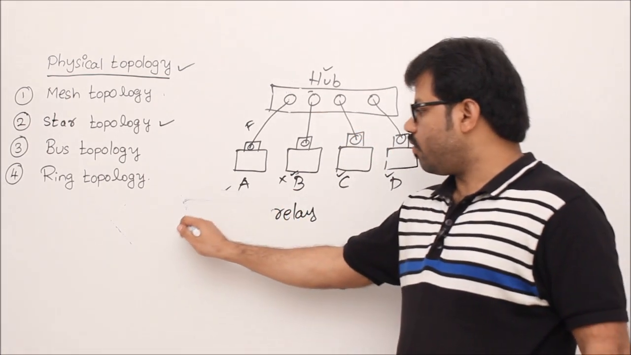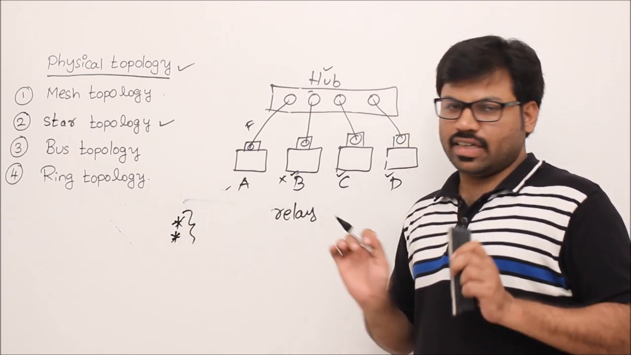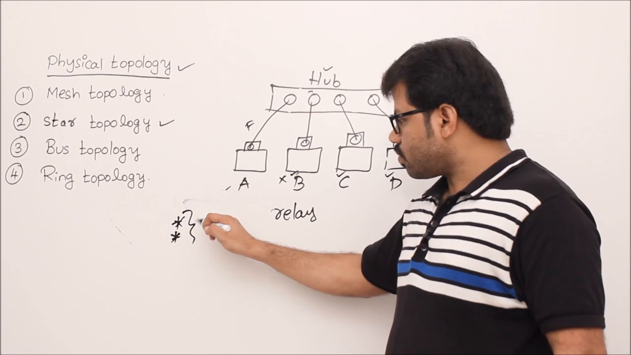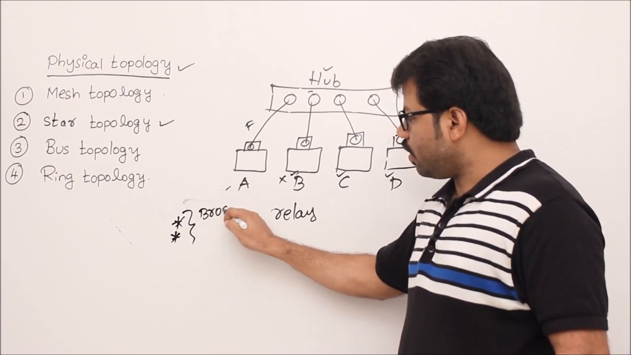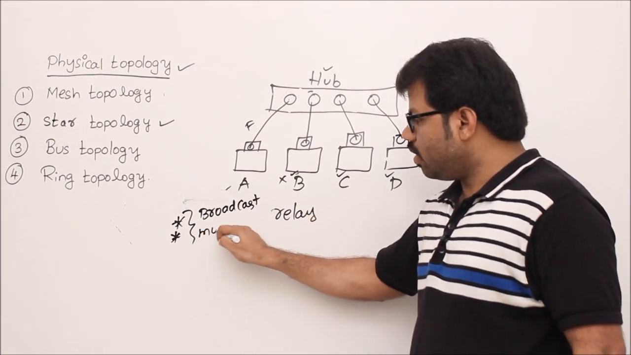Now there are 2 kinds of messages, actually 3 kinds of course, but let's focus on 2 kinds first. One is broadcast. What is broadcast? And there is one more thing, multicast.